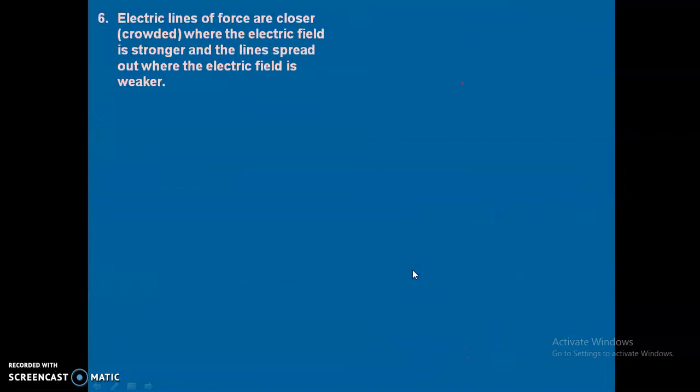Next, sixth, electric lines of force are crowded where the electric field is stronger, and the lines are spread out where the electric field is weaker. If the electric field is strong, then electric field lines are closer to each other, and if the electric field is weak, then electric field lines are rarer, or we can say spread out at that particular point.